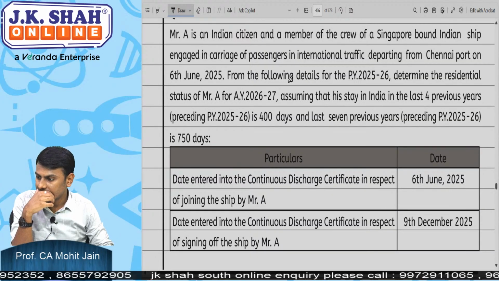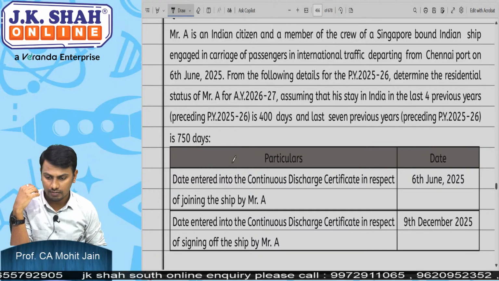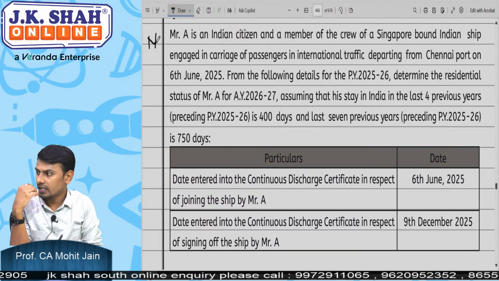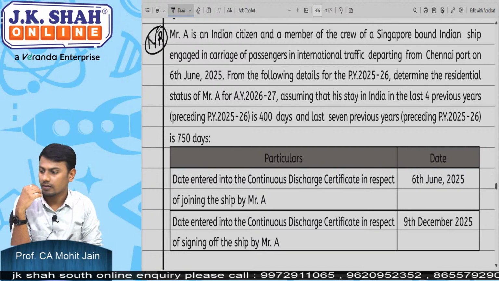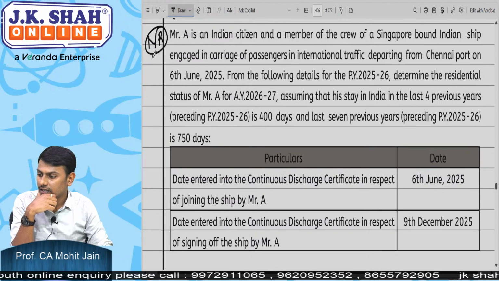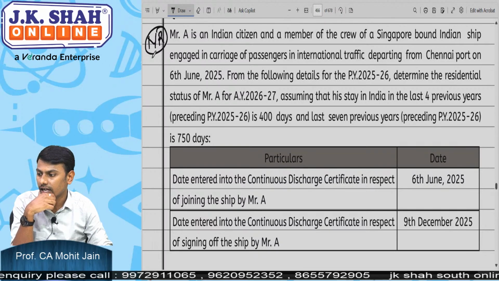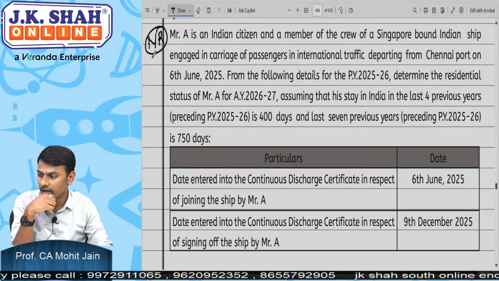Yes, what is the answer? Jairam is saying NR. One answer I've got is non-resident. Aman is also saying non-resident. SA is also saying non-resident. Khushi also NR. Here also NR. Everyone is saying NR, NR, NR, NR, NR, NR.